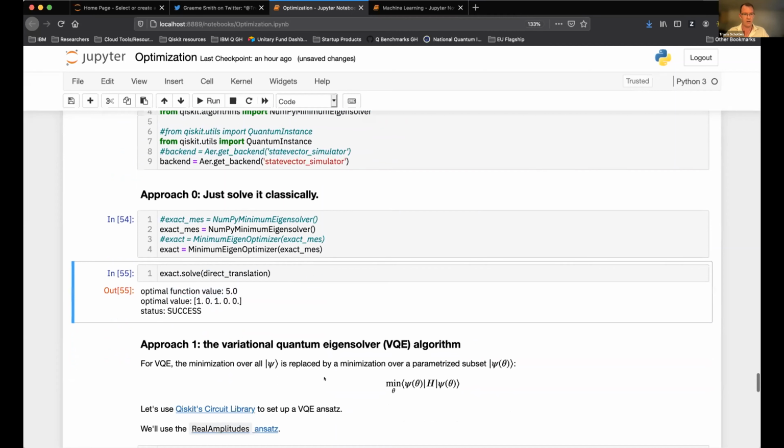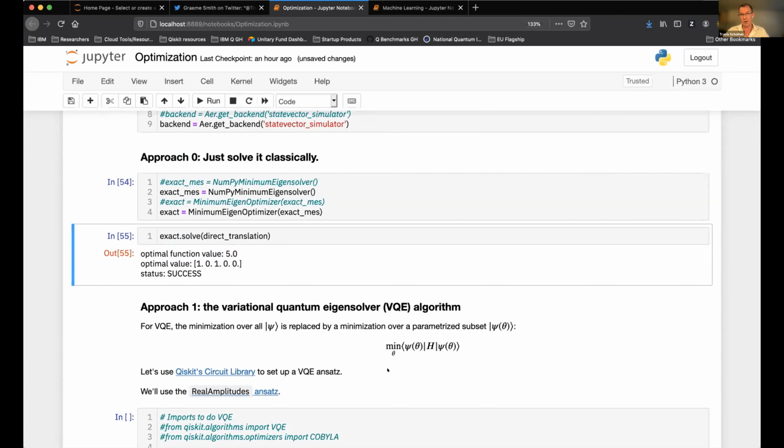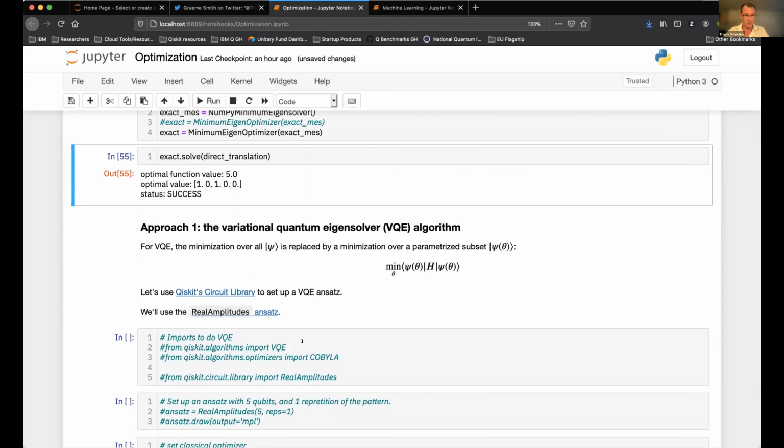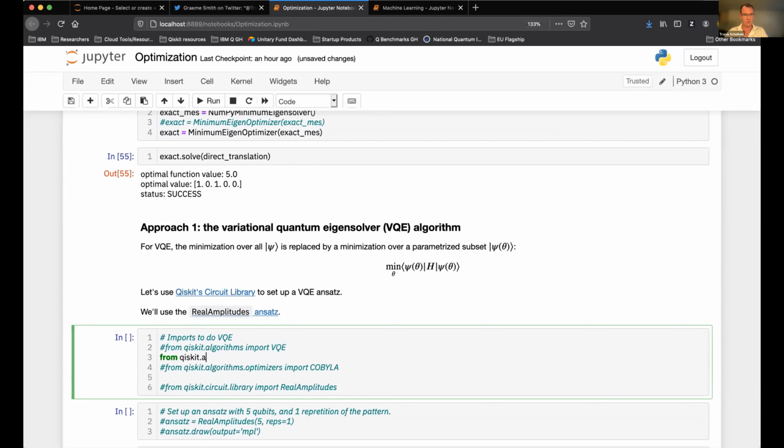So now let's maybe use something like the variational quantum eigensolver algorithm. You may have heard about this yesterday or today. It was originally introduced in the context of quantum chemistry, but there's nothing that says you can't use it for something like quantum optimization as well. So now we need a few more imports to make this work. From algorithms, we're going to import VQE itself. We need an optimizer to optimize the parameters of the wave function, so we'll get that.